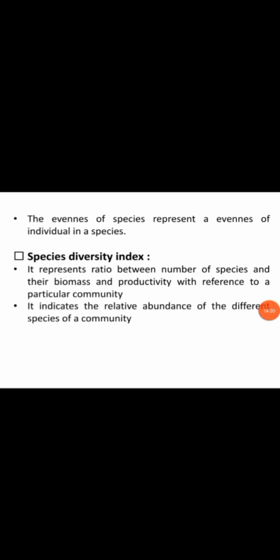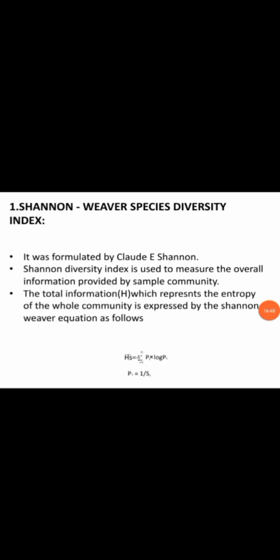Species diversity index. It represents the ratio between the number of species and their biomass and productivity with reference to a particular community. That is, the ratio between number of species and biomass and productivity. It indicates the relative abundance of the different species of a community. Next, we are moving to diversity index.